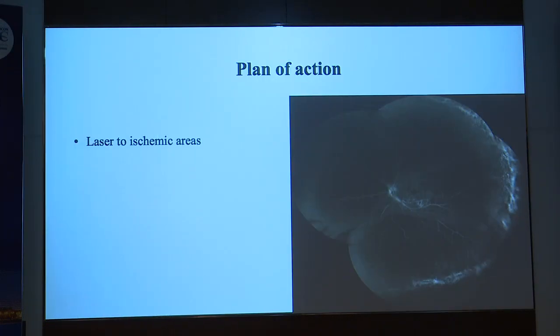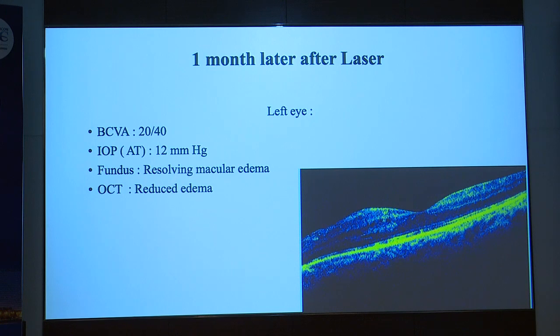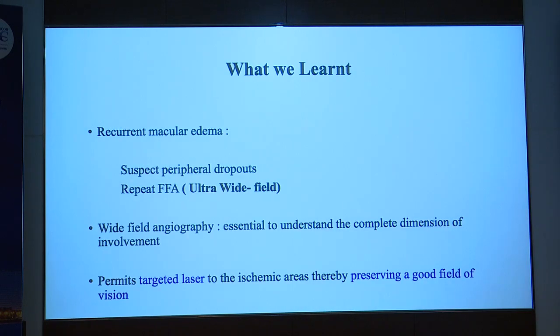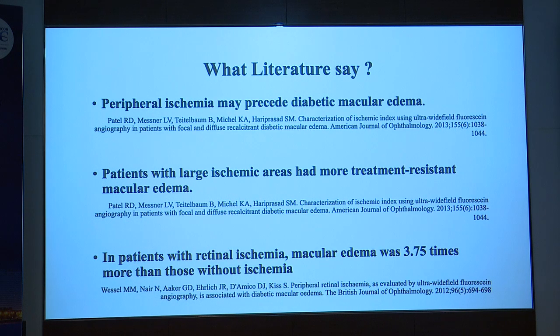So we decided that we would target these areas as well, to treat beyond, and this is much beyond the equator. We did treat it with a targeted peripheral laser only, not the sectorial laser which was done earlier, and we could get a resolution of the edema. This is what we learned. We then went to the literature, which says that vascular abnormalities in diabetic retinopathies are quite beyond the equator and need treatment, and therefore UWF will help you in picking up these areas. This is what literature always told us, but we never bothered about it.